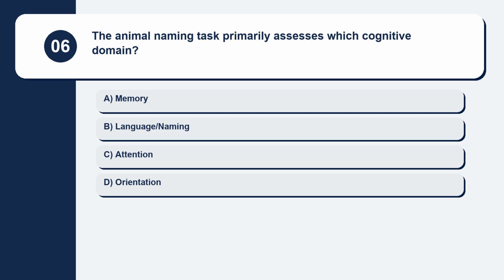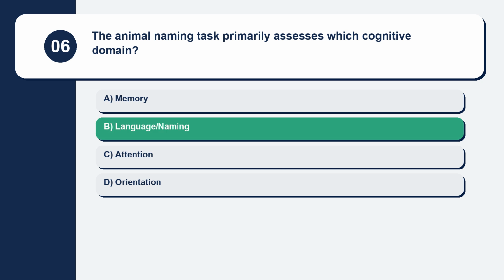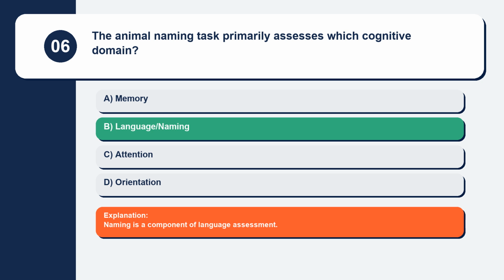Question 6. The animal naming task primarily assesses which cognitive domain? Memory. Language/naming. Attention. Orientation. Naming is a component of language assessment.